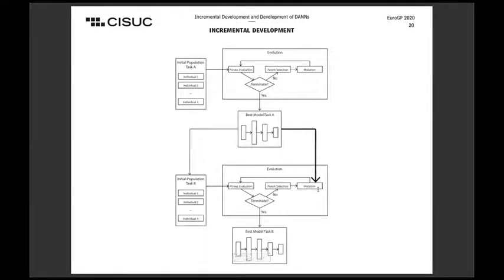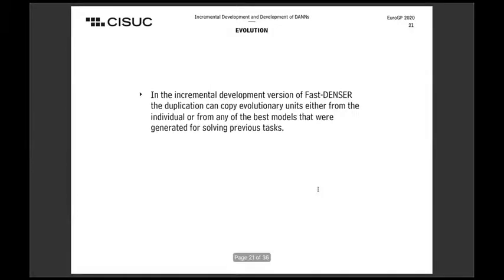As I've told you before, we can also introduce knowledge in the mutation operator. And for that, we modify the mutation operator of fast answer that duplicates evolutionary units to enable the copy not only from the evolutionary units that are already part of the genotype of the individual, but also by enabling the copy to be performed from evolutionary units that are from the best candidate solutions evolved for previous problems.